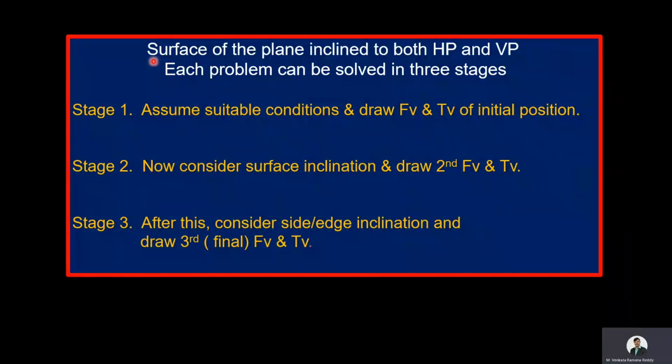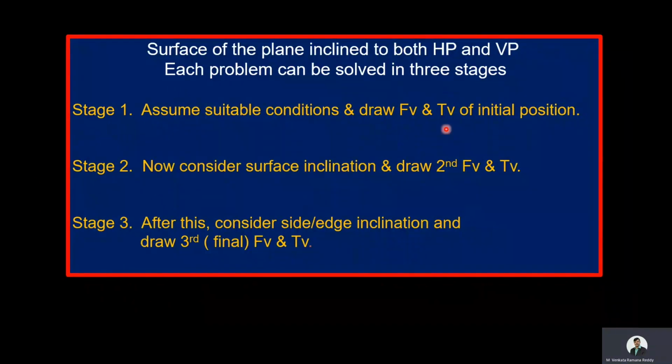The present problem comes under surface of the plane inclined to both HP and VP. Such types of problems can be solved in 3 stages. First stage, assume suitable conditions and draw the front view and top view of the initial position. Second stage, consider surface inclination and draw the second front view as well as top view. Third stage, after this, consider side or edge inclination and draw the third front view and top view.